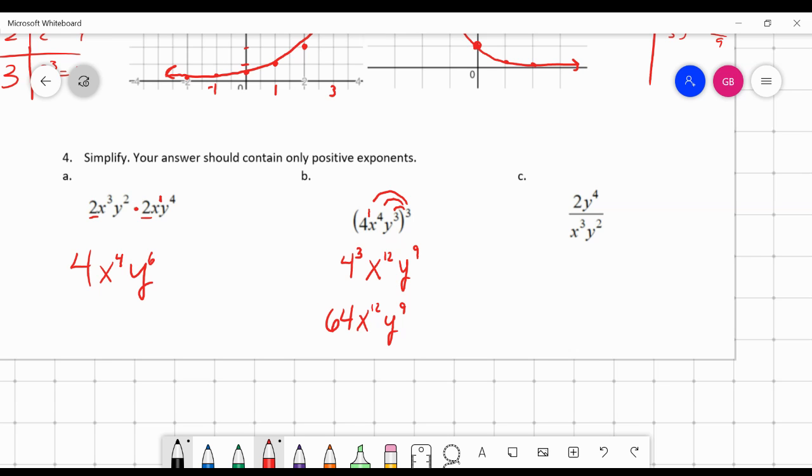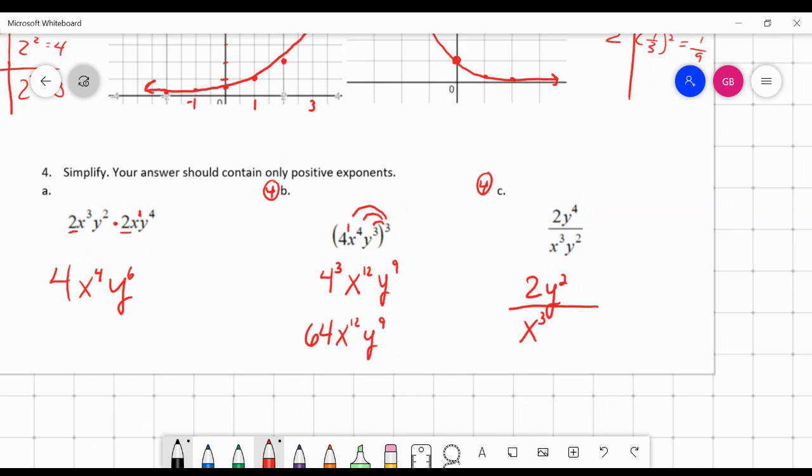Okay. And then for letter C, when you're dividing numbers with the same base, you subtract the exponents. The 2, the big 2, is the only regular number there, so I'm just going to write it in the same position. For the y, we have y to the 4th on top, y to the 2nd on the bottom. Subtract to get y to the 2nd power. And then the x to the 3rd power, there's nothing you can do with it, so you just leave it at the bottom. Okay? All of these are also worth 4 points.